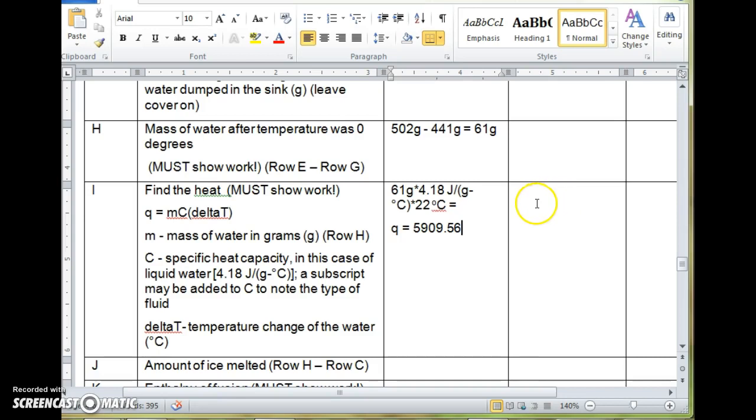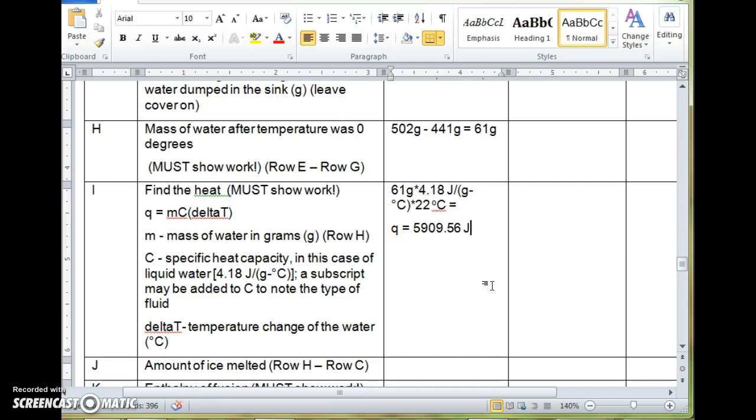What would my unit be? This is for heat. Well, is it grams, joules, or degrees Celsius? Which one tells us heat? Grams tells us what? Joules tells us what? Degrees Celsius tells us what? Heat is measured in joules. Grams is for mass, and degrees Celsius is temperature.